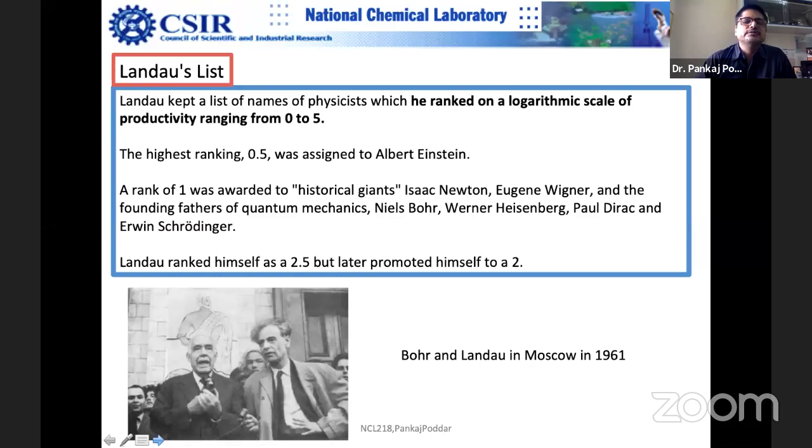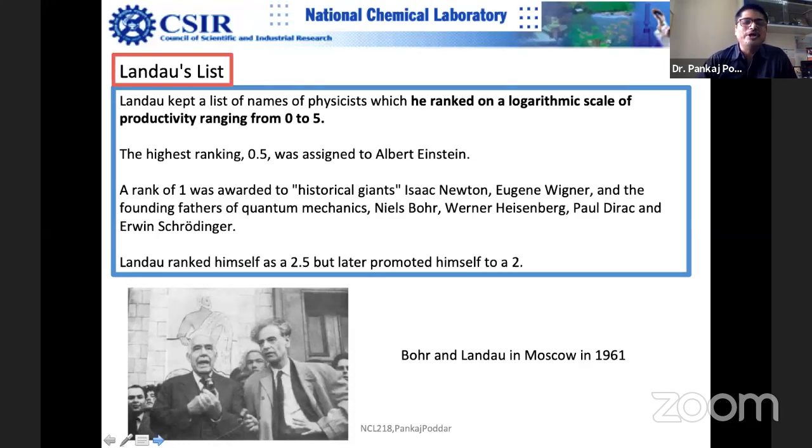And see, Landau used to keep with him a piece of paper, which is now called Landau's list. He used to keep the names of all the physicists, which he ranked on a logarithmic scale of productivity, ranging from 0 to 5. The highest was 0.5, and he assigned that rank, of course, to Albert Einstein. According to him, Albert Einstein was highly productive. It is a productivity list, on a logarithmic scale.